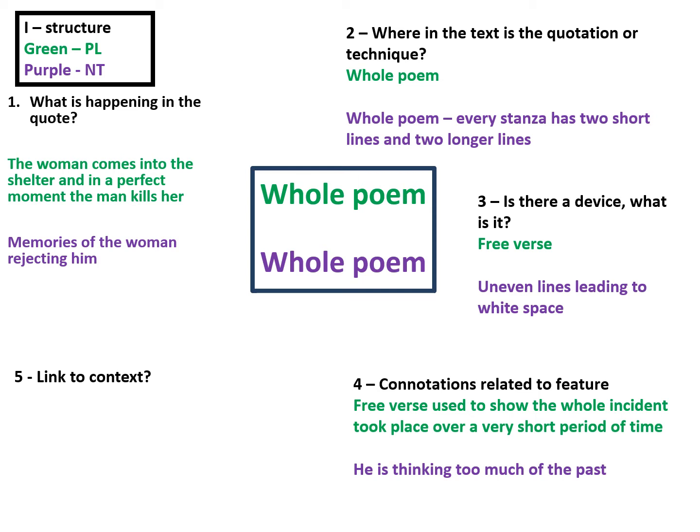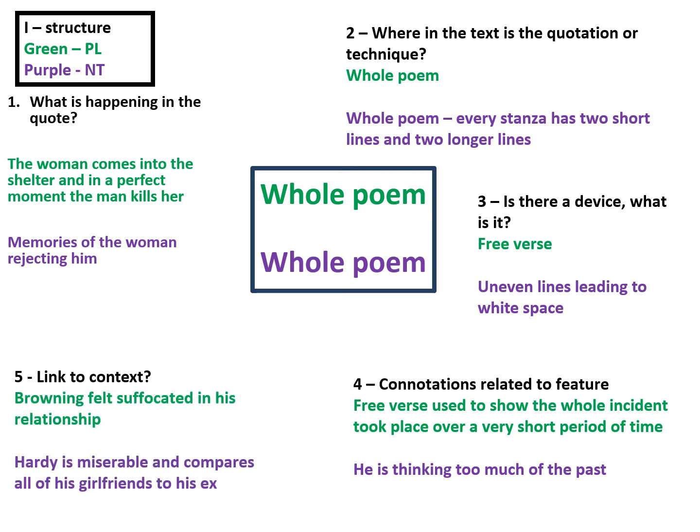Finally, question 5 for structure is the link to context. We know that Robert Browning felt suffocated in his relationship with Elizabeth Barrett. Is that what he is talking about in the poem? And then for Neutral Tones, Thomas Hardy is miserable. We know that about him, and he compares all of his girlfriends to his ex. He's thinking too much about her. So pause this recording now to write your context link to question 5.